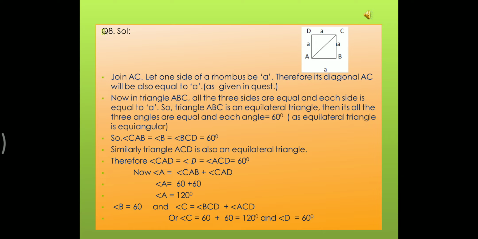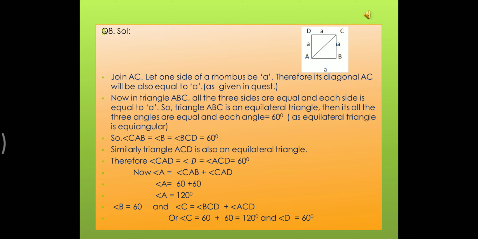To solve this question, we will join first AC. After joining AC, we see this diagonal divides it into two triangles. One is triangle ABC and second triangle is triangle ACD. Also, let one side of rhombus be A. Therefore, its diagonal AC will be also equal to A. As given in the question, the length of one side of rhombus is equal to the length of one of its diagonal.